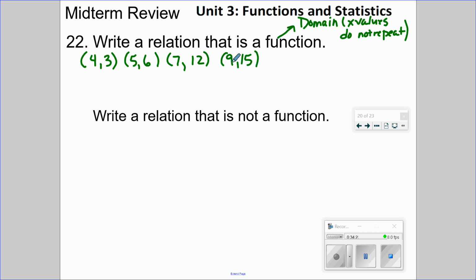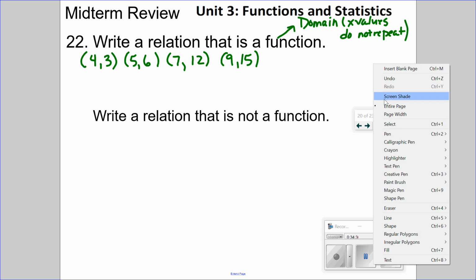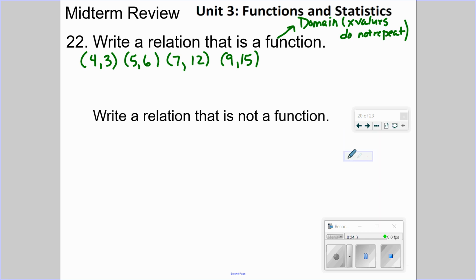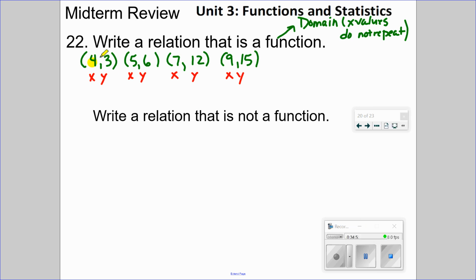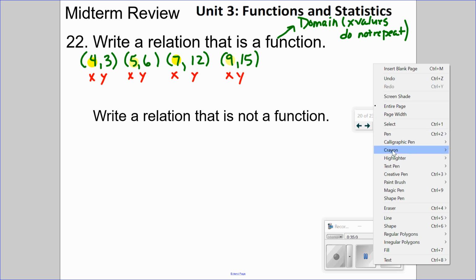So if you look, our domain, which is our x values, I'm just going to label everything so you could see it better. So I like to do this. I'm going to do x, y, x, y, x, y, x, y. Or another strategy I use if you have difficulty, I like to highlight. So I'm going to highlight all my x's in yellow. And I'm going to do my range, which is my y's, in another color. I'll put them in blue.